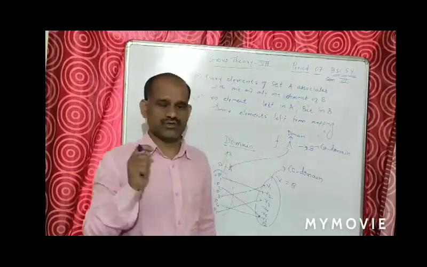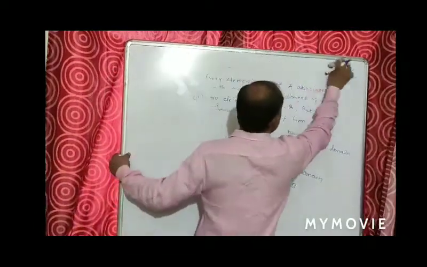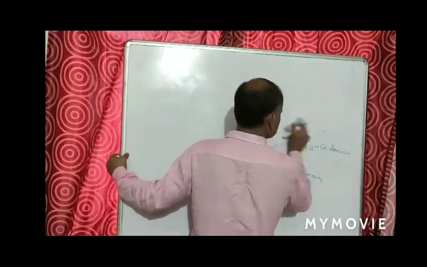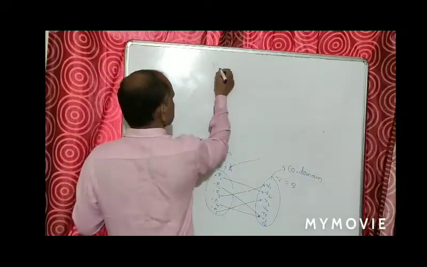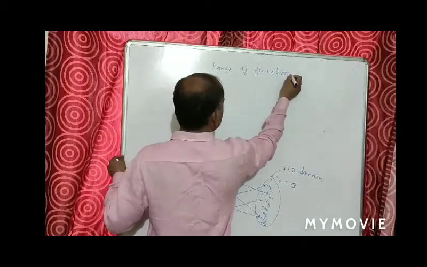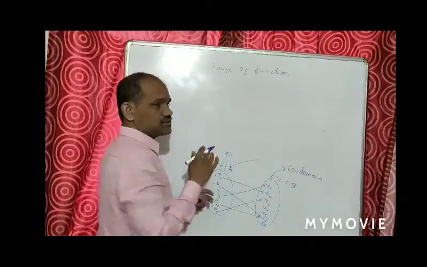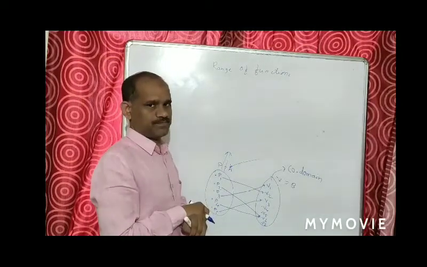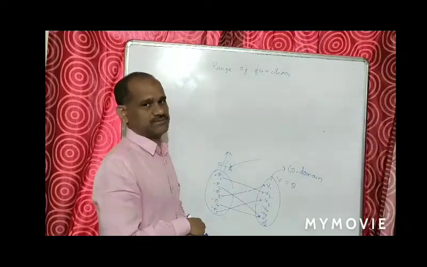Now we are going to discuss a very interesting concept, and that is the range of a function. So range of function is a subset of the codomain. In the range of a function we have to take only those elements which are associated with something.